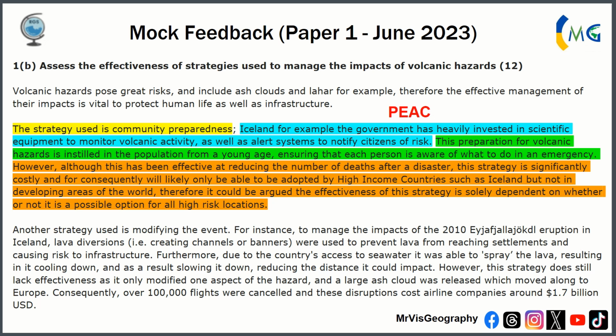It doesn't necessarily explain why. So it's missing the second E of the PEEL structure, which is why low-income countries can't afford it. So yes, it's costly, but why can't they afford that? Okay, so it's stating the obvious, but you have to explain it.